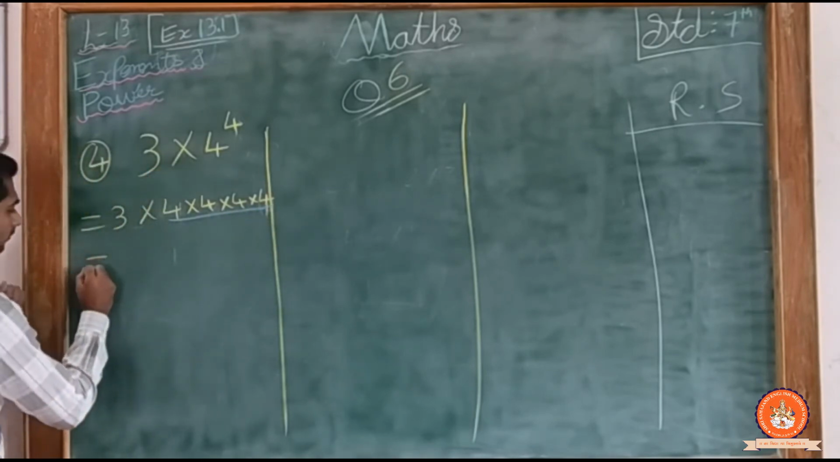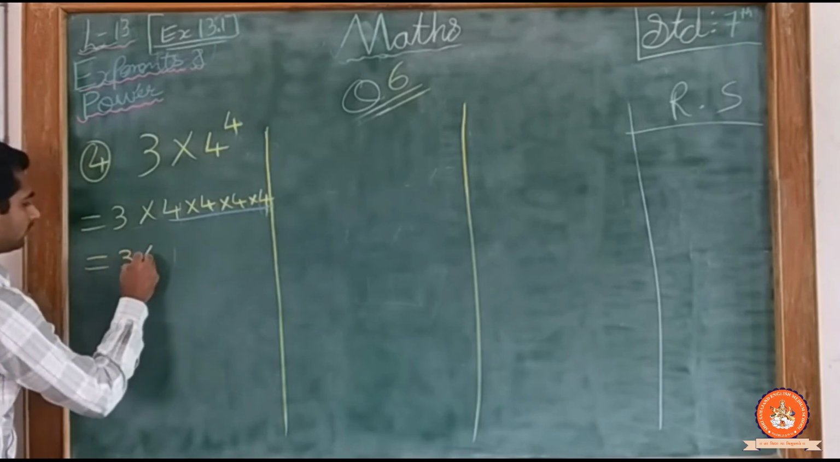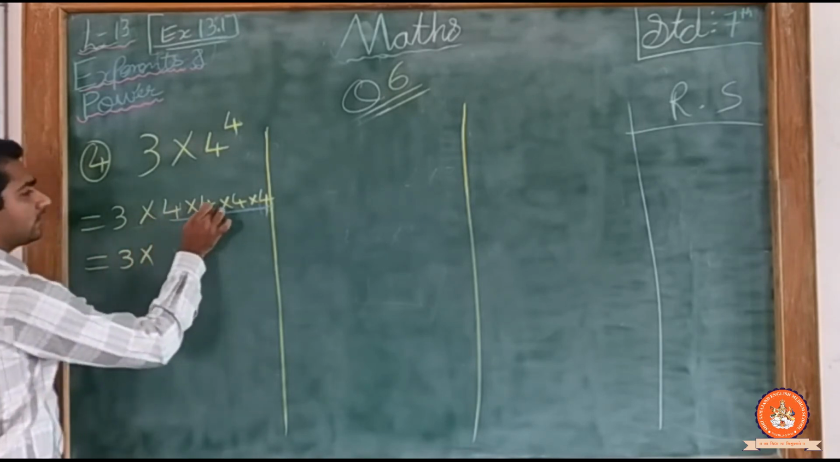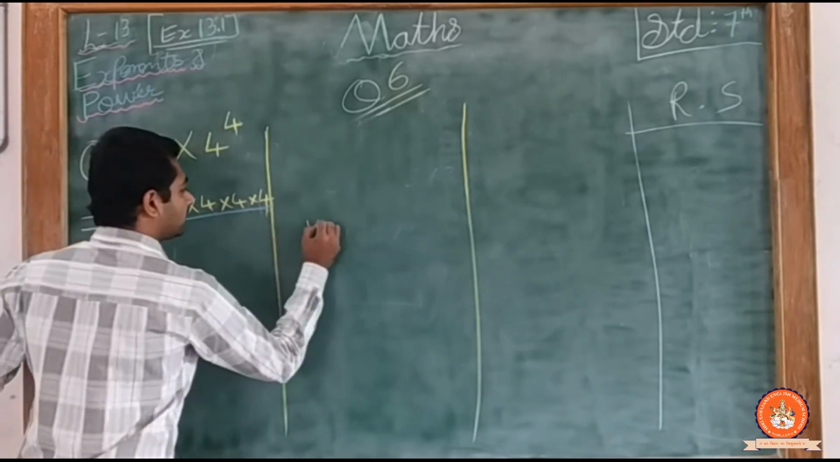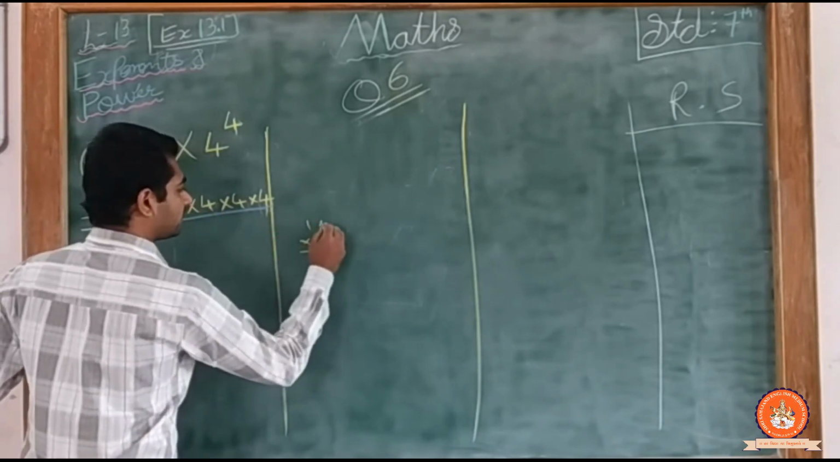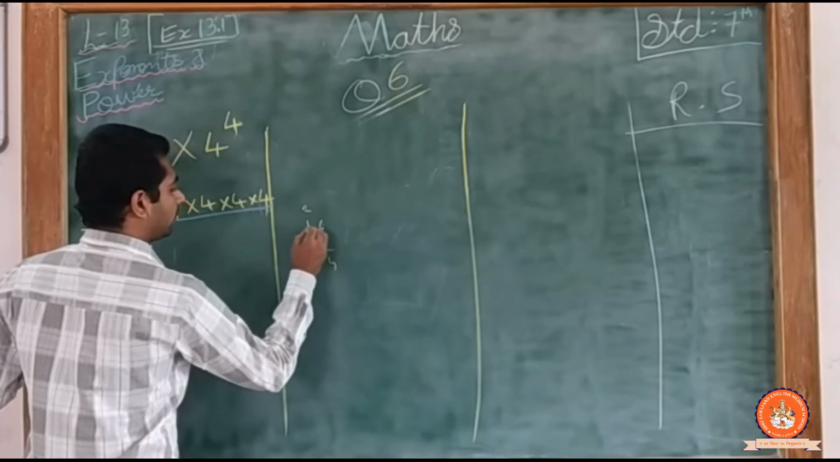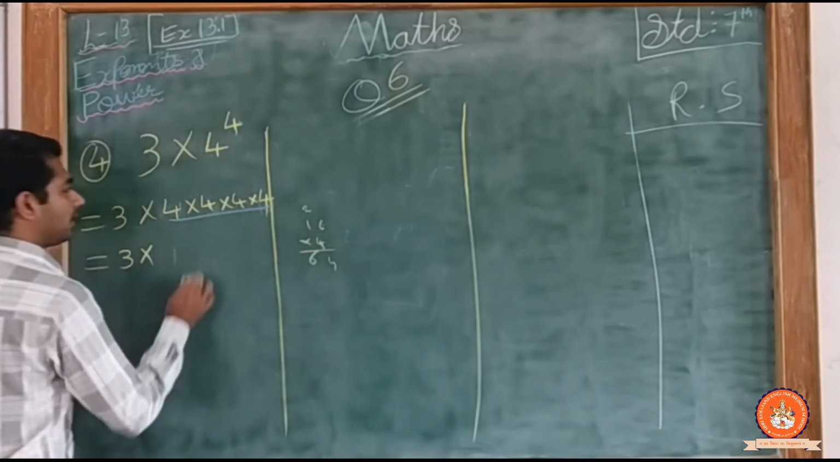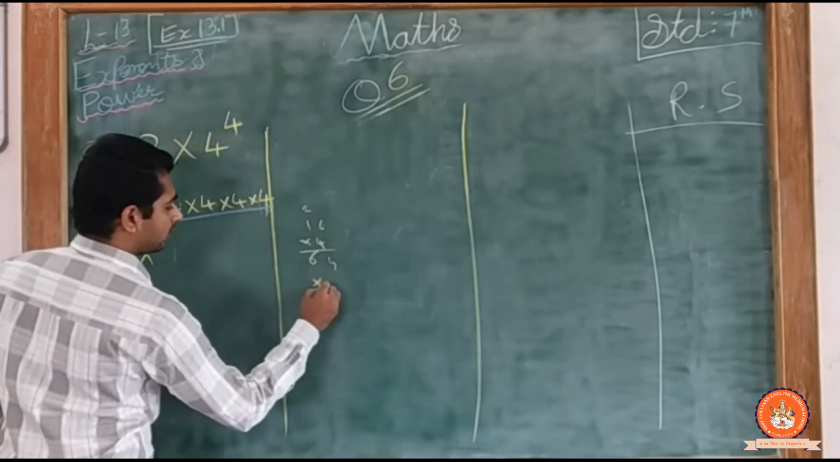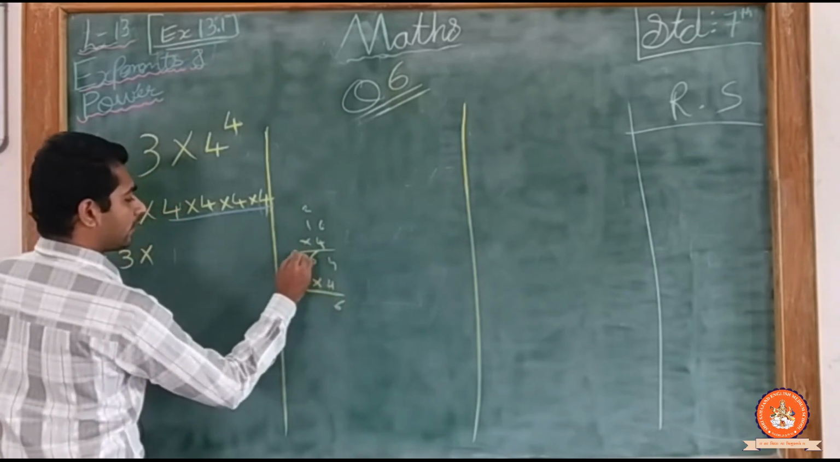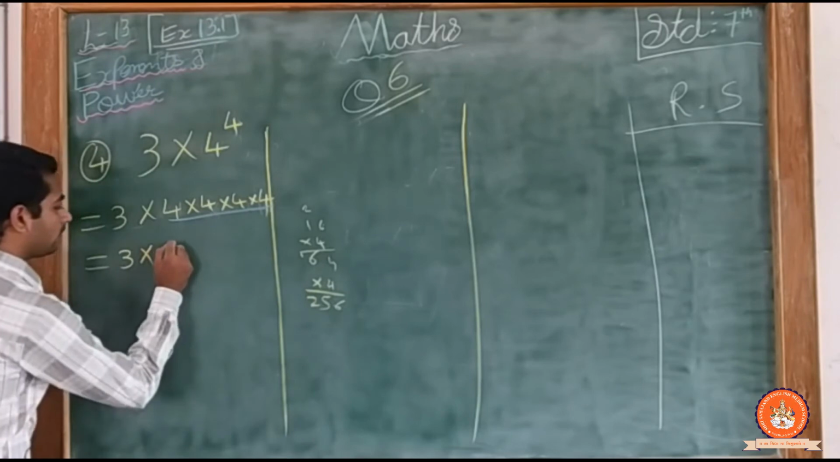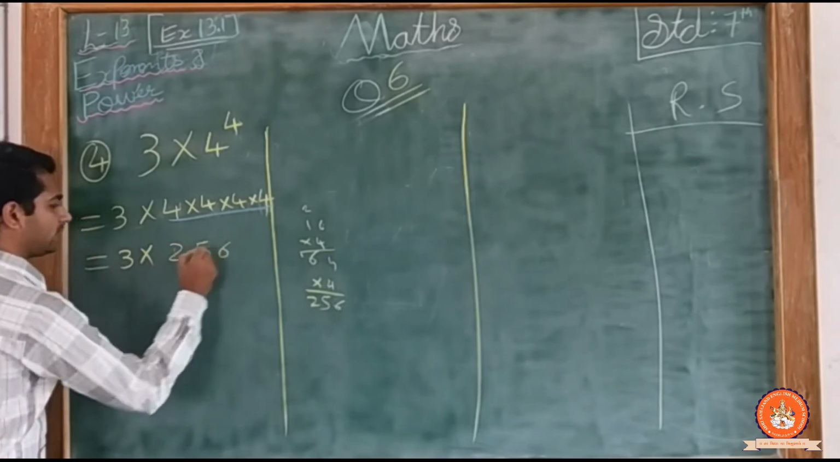Now taking the answer. 4 4s are 16. 16 4s are 64. Let's calculate. 6 4s are 24 and 4 is 4, 5 6, 64. Now 64 4s are, that means 4 4s are 16. 6 4 24 and 25. That means 256.